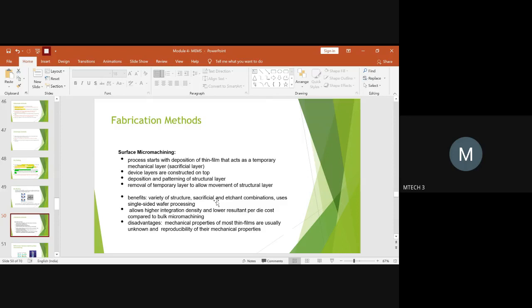But wherever you have a good advantage, you'll be having some drawbacks also. So you have to think about its disadvantages. What are its disadvantages? The surface micro machining materials we use will be having mechanical properties almost similar to thin films. Okay, but what about the reproducibility of their mechanical properties? That is still unknown. Every material will be having mechanical properties, but what about its capacity to reproduce its mechanical properties when needed? This is still unknown. So this is the one drawback associated with surface micro machining.